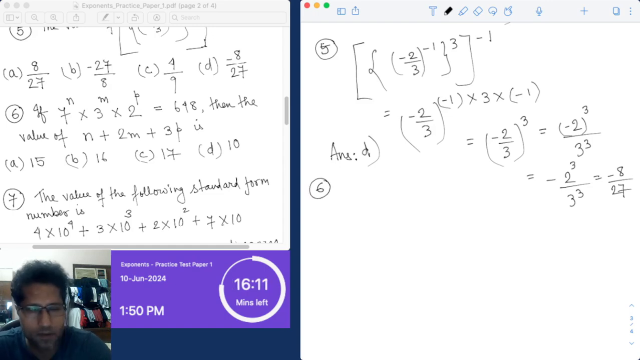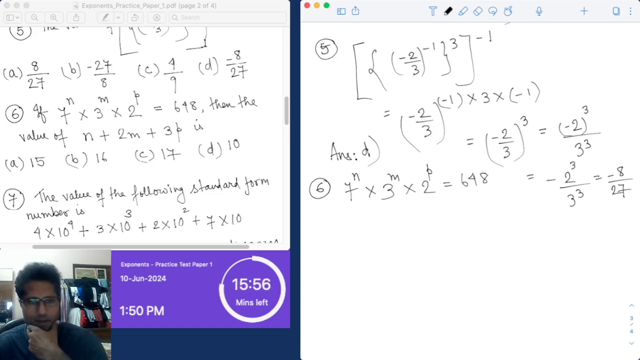If it is given that 7 raised to the power n multiplied by 3 raised to the power m multiplied by 2 raised to the power p equals 648, then find the value of n plus 2m plus 3p. So we have to find the exponents, that is the powers n, m and p. So we have to definitely factorize.